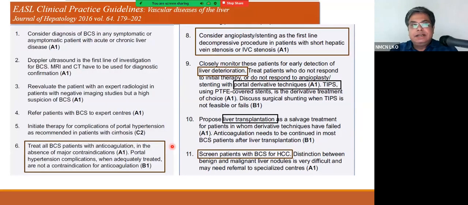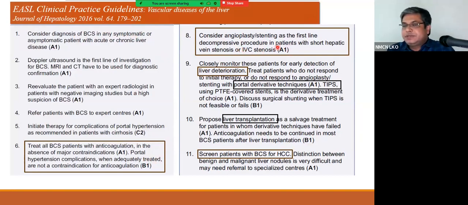So various guidelines have been proposed for management of BCS. This is the EASL Clinical Practice Guideline published in 2016. They recommend all patients with BCS should be managed with anticoagulant drugs, coupled with recanalization therapies in the form of angioplasty or stenting of occluded vessels.